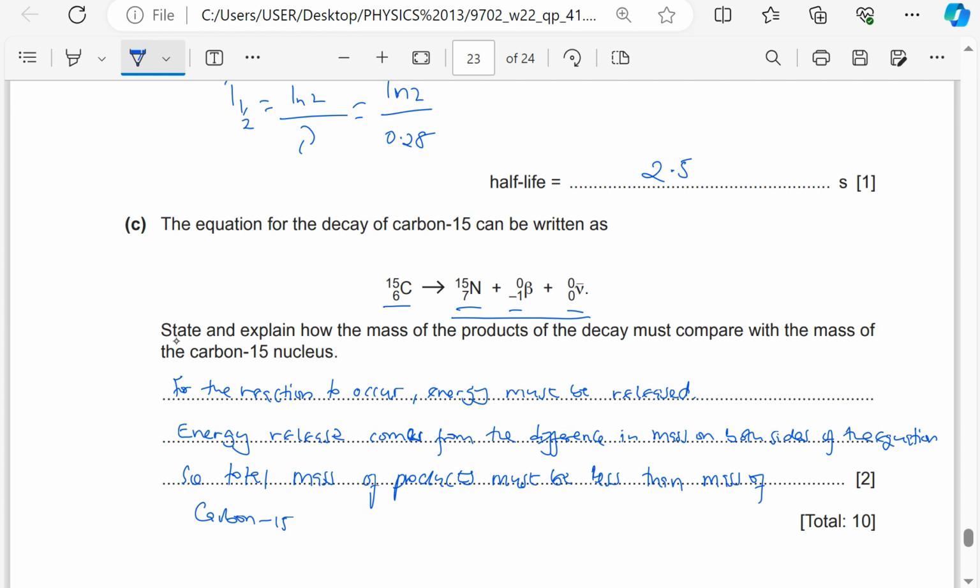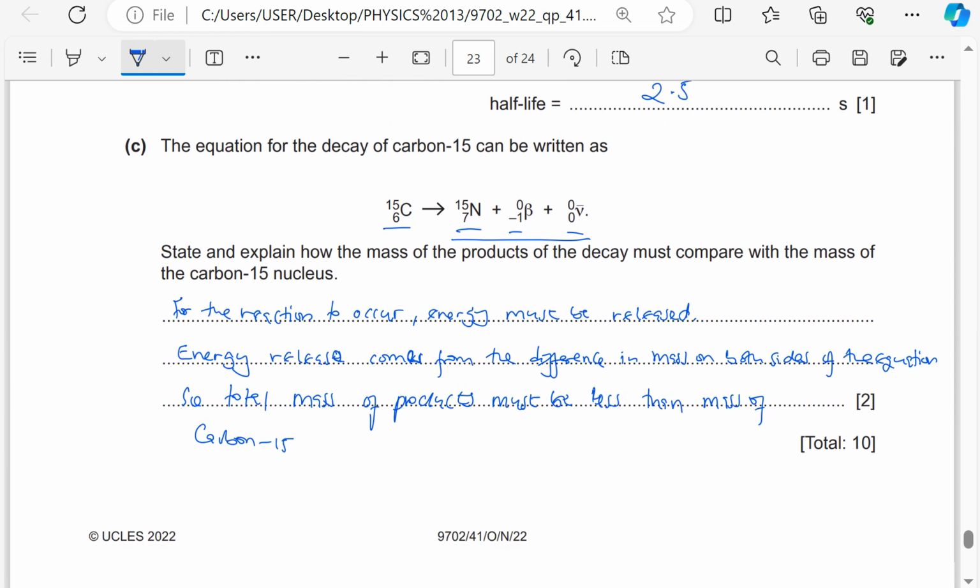So for this reaction to occur, energy is going to be released. Why? This energy should come from the difference in mass on both sides of the equation. By Albert Einstein's mass energy relation, energy is going to be released to compensate for the difference in mass on the other side of the equation. So energy is going to be released.